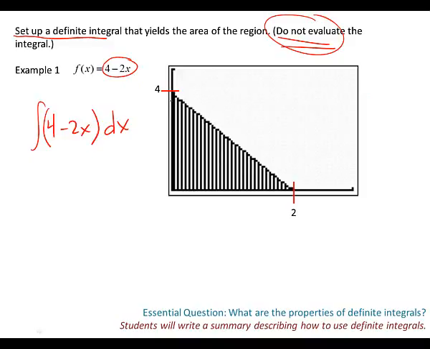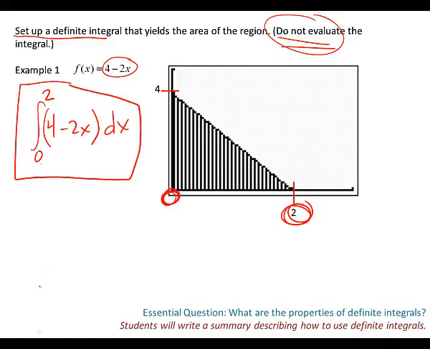Now we have to decide where it's going to and from. So what's the smallest x value here? 0, good. What's the smallest y value? Oh, sorry, bigger x value. 2. And it always should be the smaller number on the bottom and the bigger number on the top. In a minute, we're going to see what happens if we don't have that. How do you know it's always that?